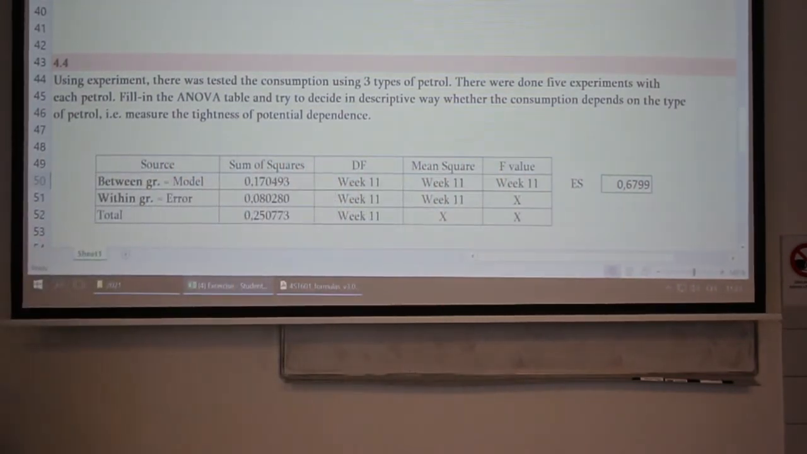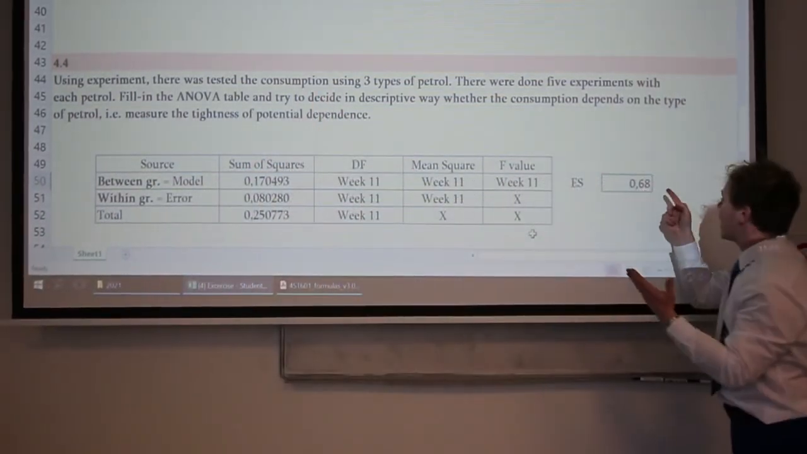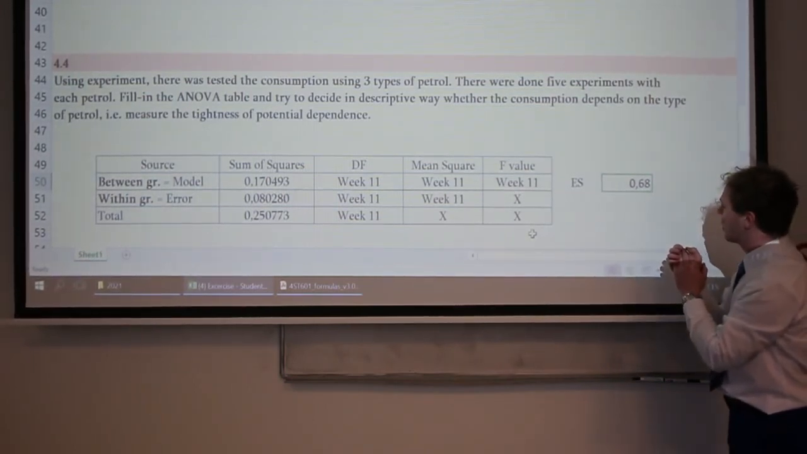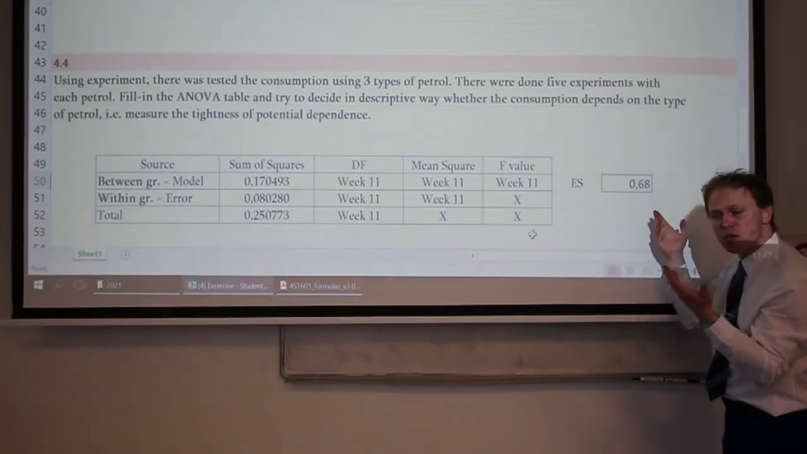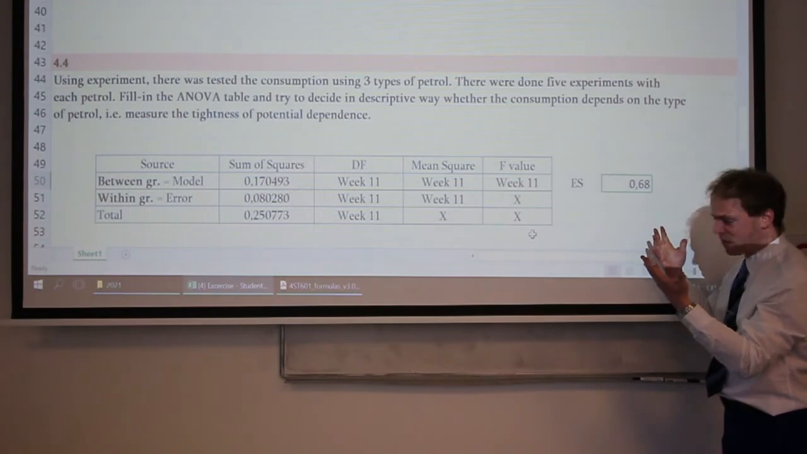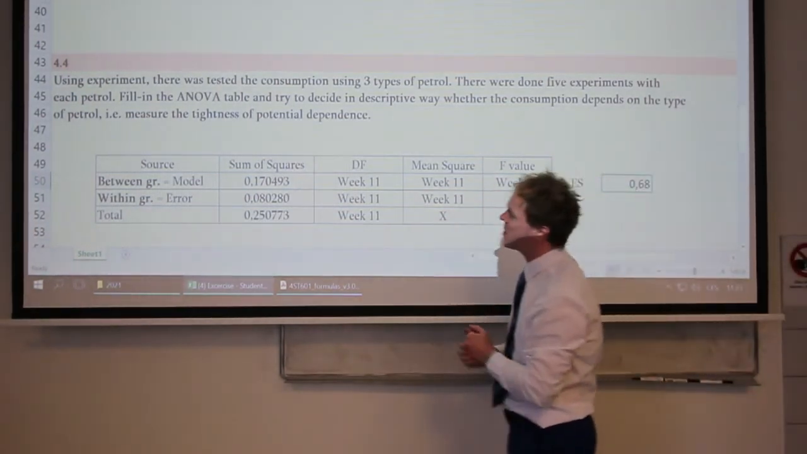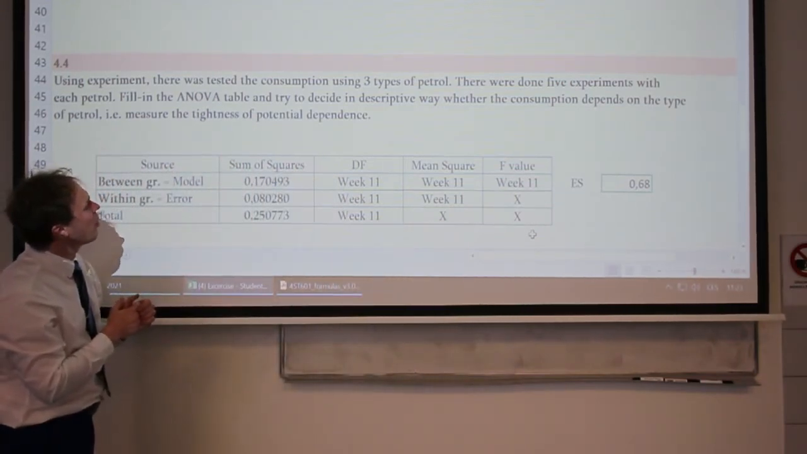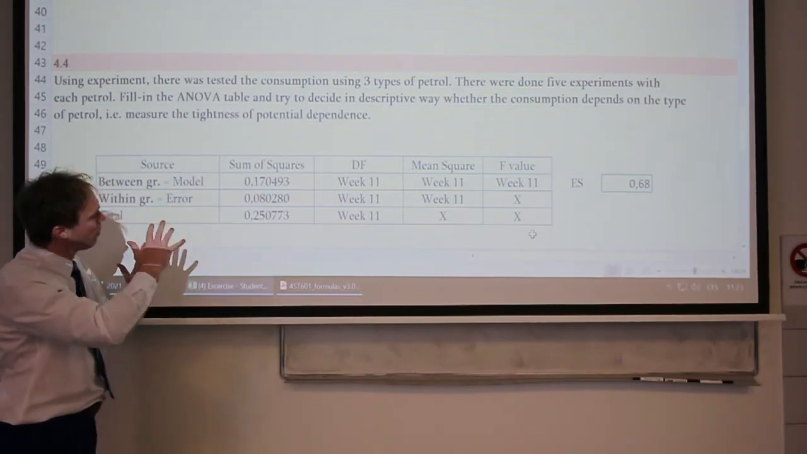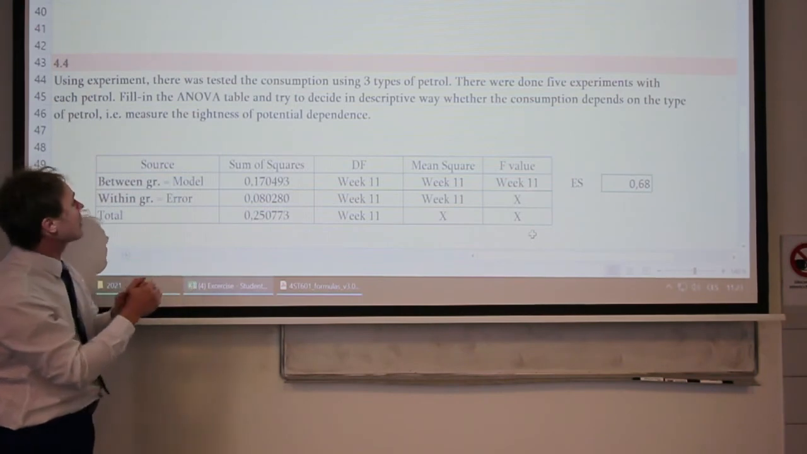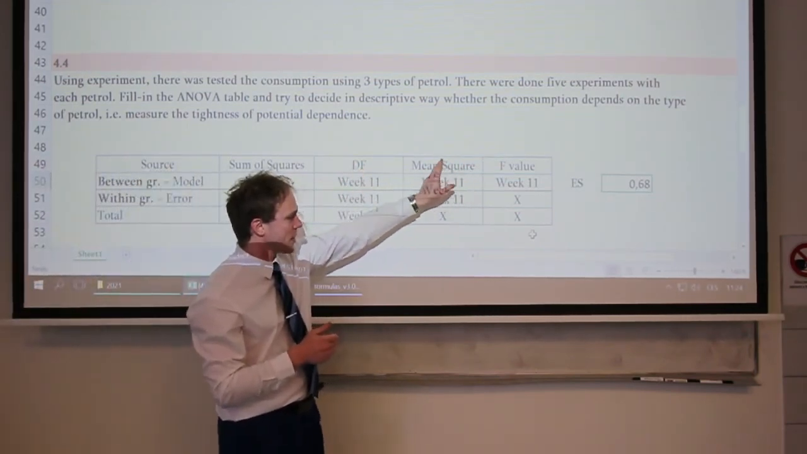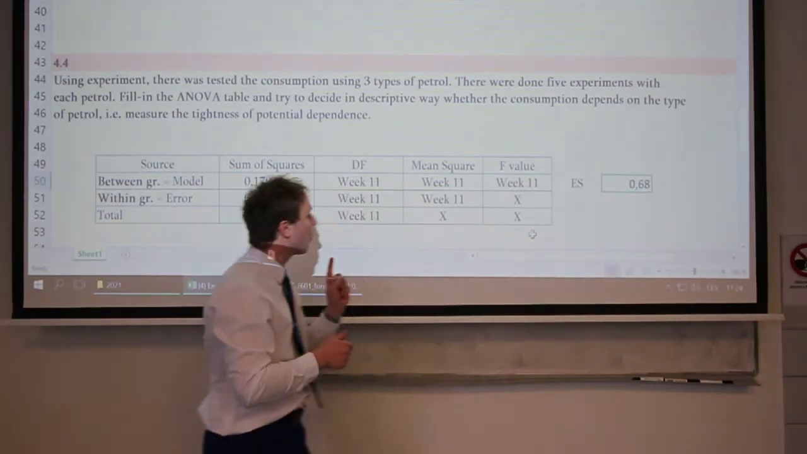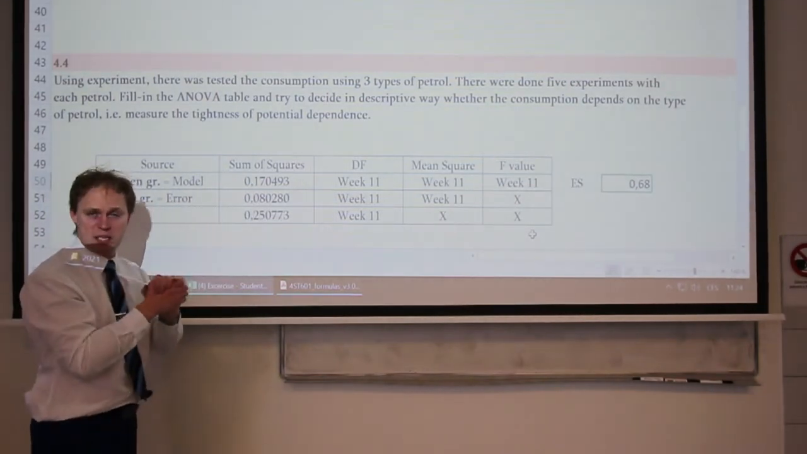0.6799. So it's almost 0.68. If you use only two decimals, it's 0.68. So it's more than 0.6666, 2 divided by 3. So you can see the power, the strength, the effect of the dependence of the type of the petrol on consumption of this fuel. So you can see that it's easy. And about degrees of freedom, mean squares and Fisher statistics about statistical testing, we will speak later. Now it's only in a descriptive way.